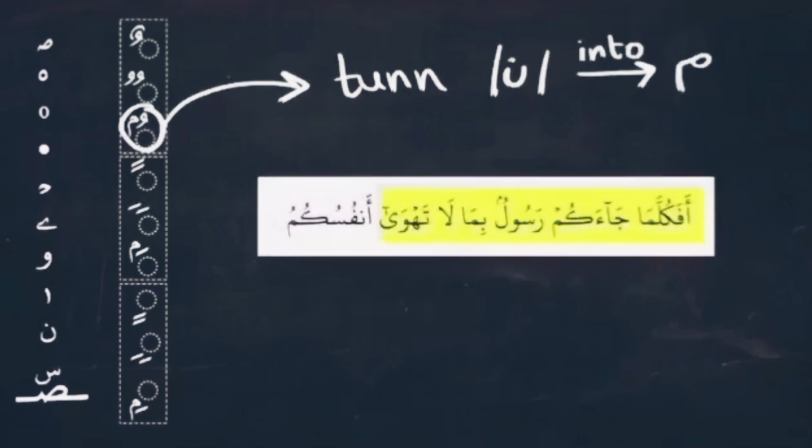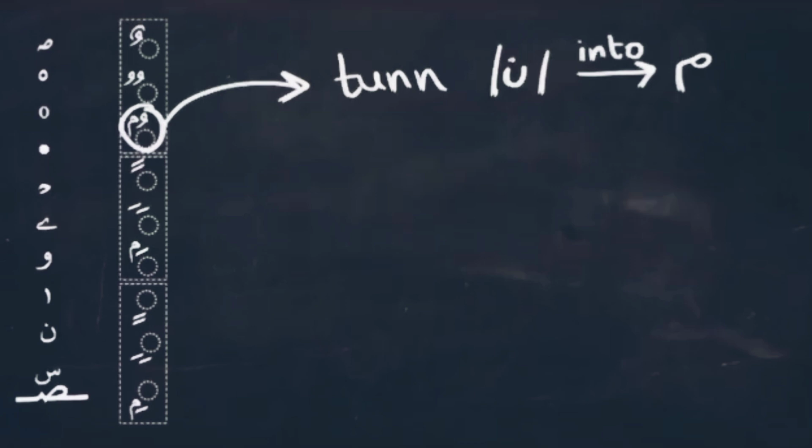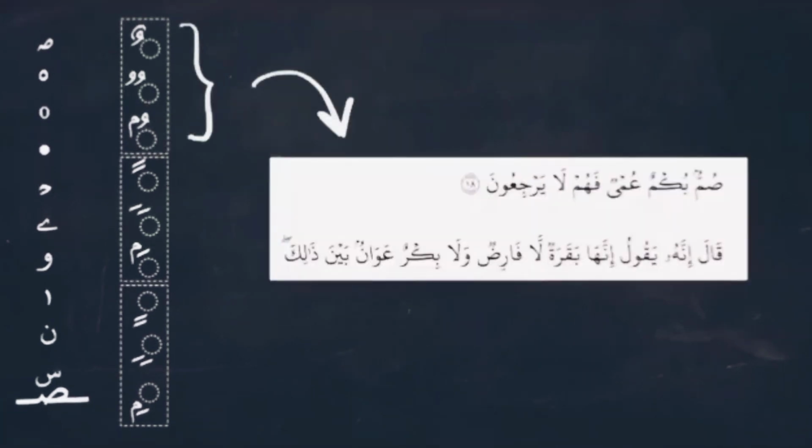this example. أَفَكُلَّمَا جَاءَكُمْ رَسُولٌ بِمَا لَا تَهْوَى. So we turned the noon at the end of رَسُولٌ into a meme, as you can see in this example. The best way to train this is using ayahs that contain all 3 of them to hear the difference properly, like in this example. صُمٌّ بُكْمٌ عُمْيٌ فَهُمْ لَا يَرْجِعُونَ.